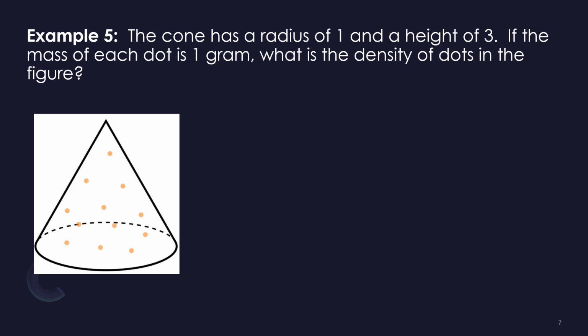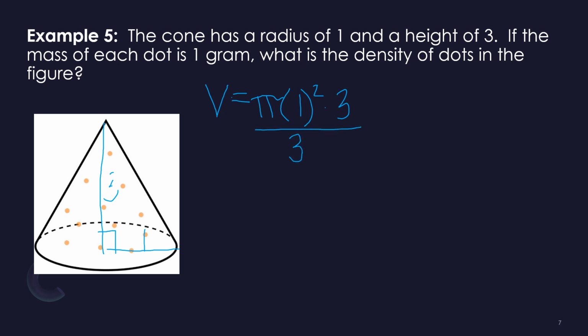For our last example, we're looking at a cone that has a radius of 1 and a height of 3. So I'm going to go ahead and draw in that radius of 1 and a height of 3. Using those measurements, we can find the volume. So we'll go ahead and do that for volume of a cone. It is pi radius squared times height all over 3, base times height over 3. So if I do the math there, those 3's are going to cancel each other out. 1 squared is 1, so the volume is just pi.